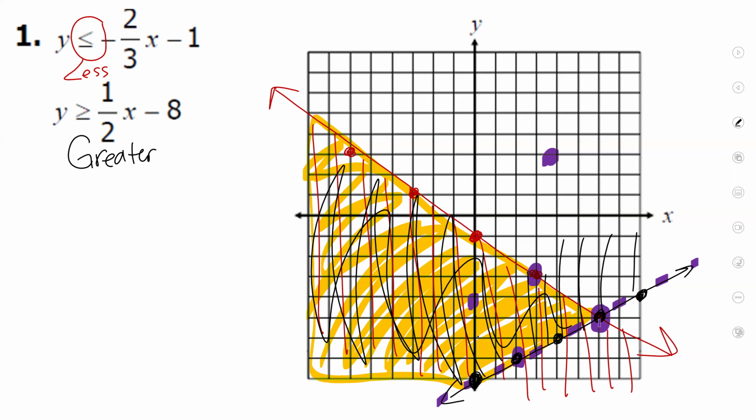Yes, it's on a solid line, but it's also on a dashed line. So it would be true for this one, but it would be false for this one. Okay, so it has to be on solid lines to be a solution.